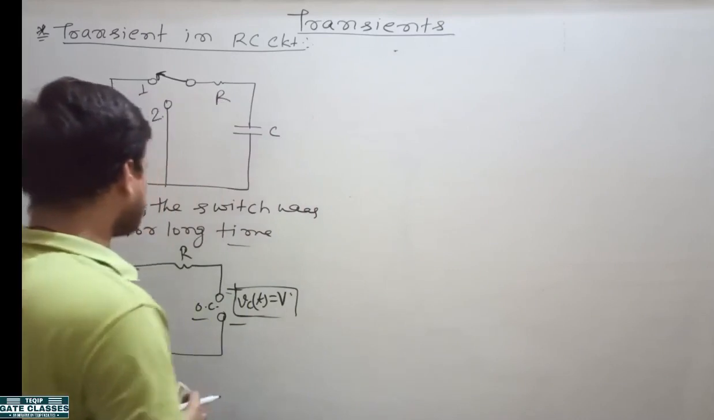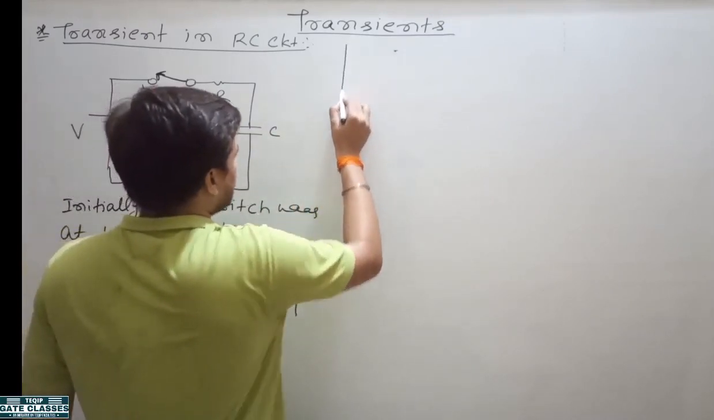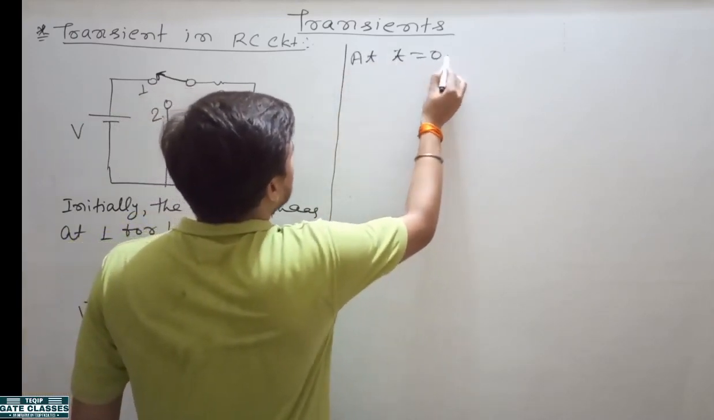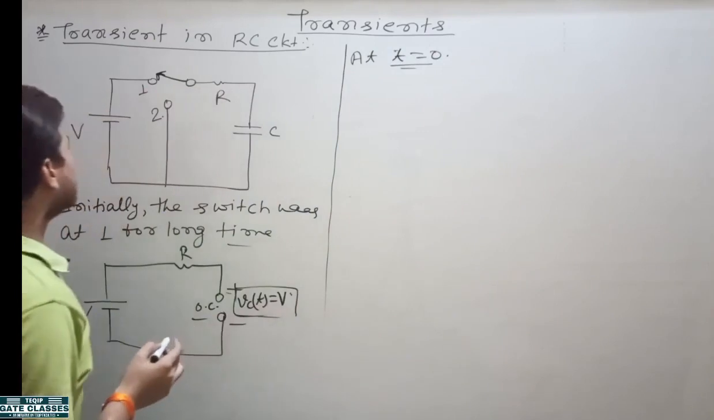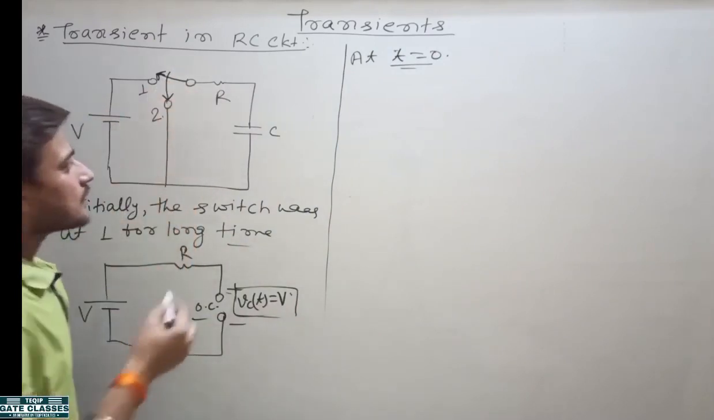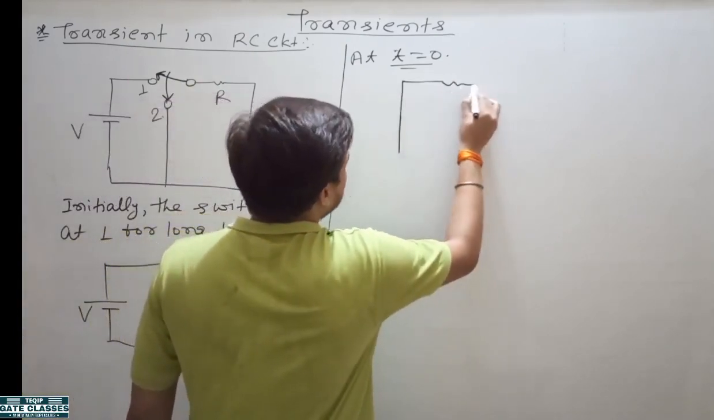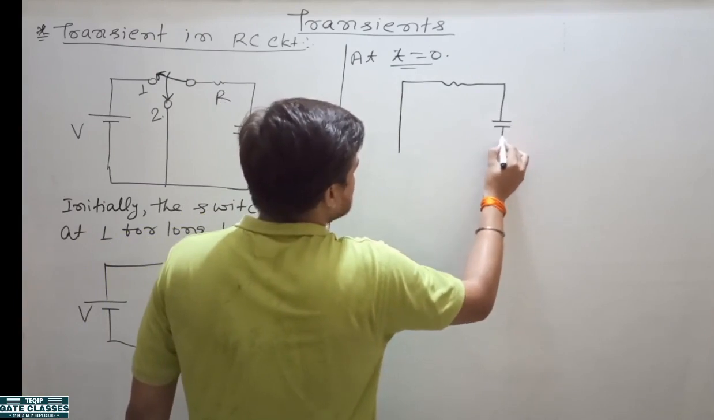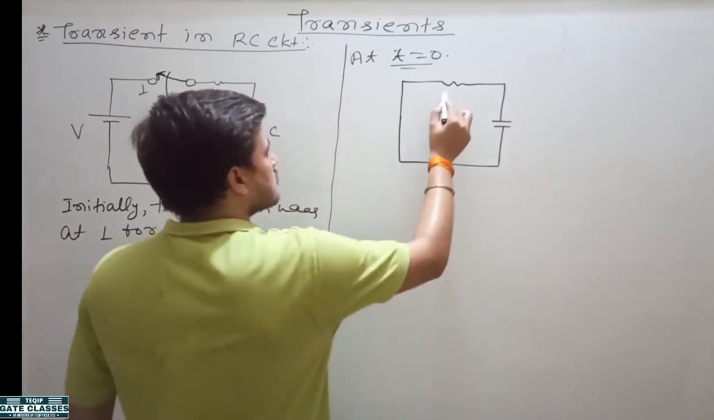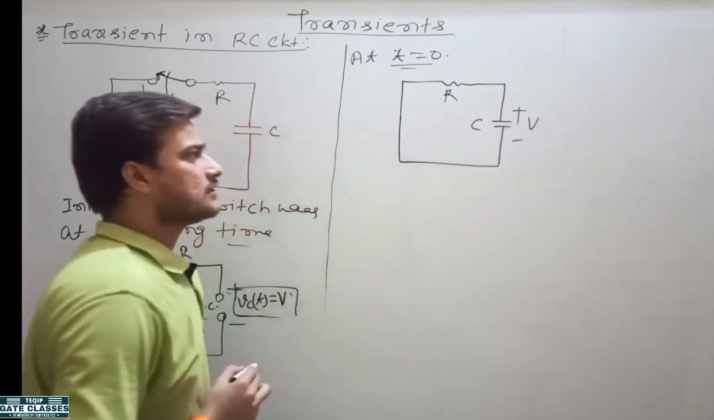Now what happens? You will see that at t equal to 0, the switch has been moved from position 1 to 2. So when the switch is moved to position 2, we will show the circuit like this: R, this will be C, and here the voltage across the capacitor is V.